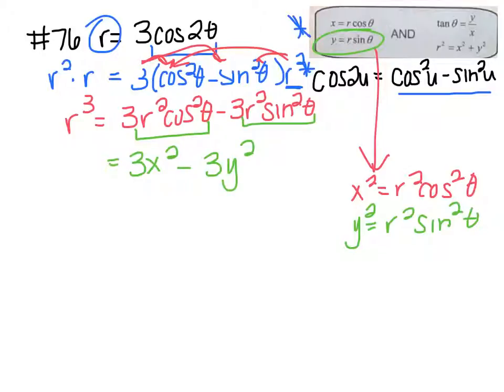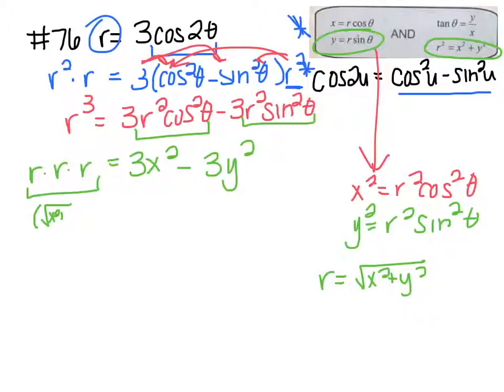All right, the left-hand side is going to be a little bit more difficult. Here's what I'm going to do. This is r times r times r. If I take the square root of both sides, I get r equals the square root of x squared plus y squared. So let's only work on this side for a little while. If I substitute each r, I have x squared plus y squared, the square root of x squared plus y squared, and the square root of x squared plus y squared.